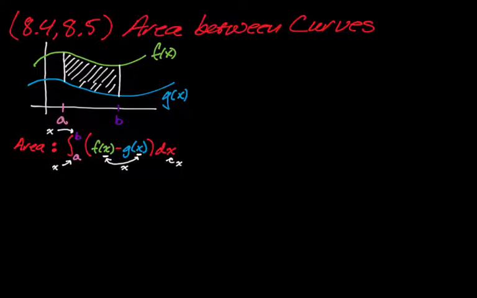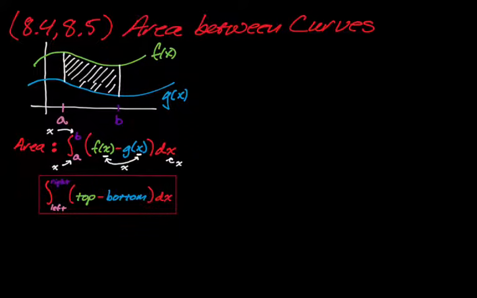Okay, so it's the integral from left to right of top take away bottom. That's what you're doing if you're dealing with dx. Integral from left to right. You just read from left to right, so that one makes sense. And then it's top take away bottom, bigger thing minus smaller thing.